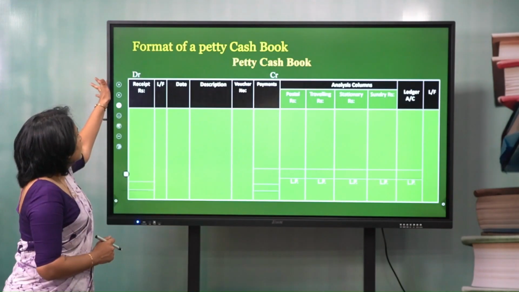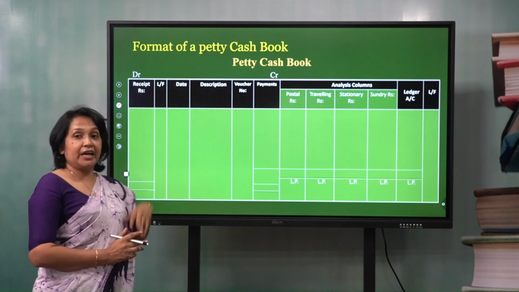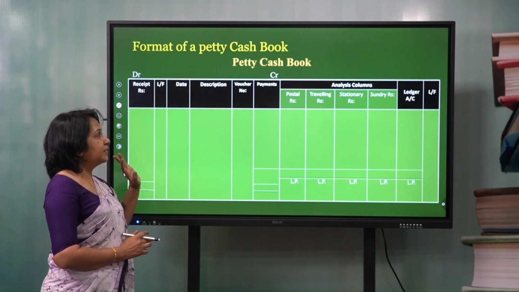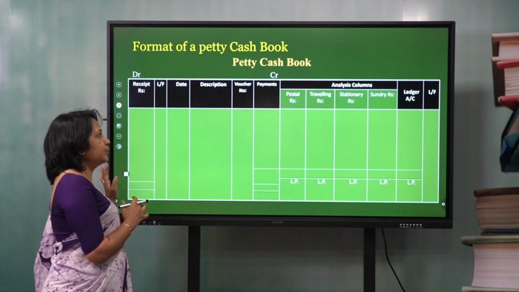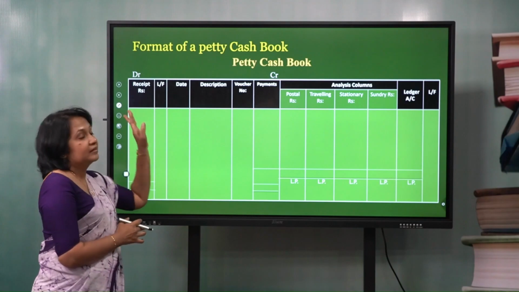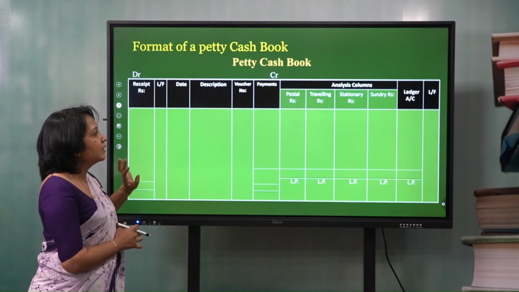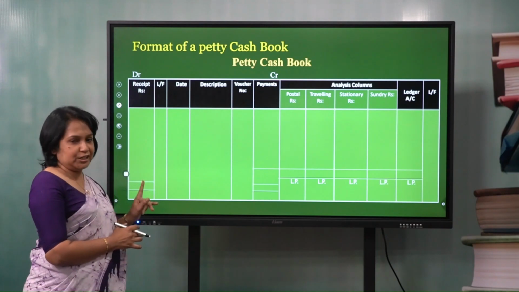Okay, right. Format of a petty cash book. Now, children, you know about cash book. That is a bit different from this. There we use debit and credit sides. Now, here also we are using both debit and credit sides, but we are using some analysis columns and some other things more than the cash book.